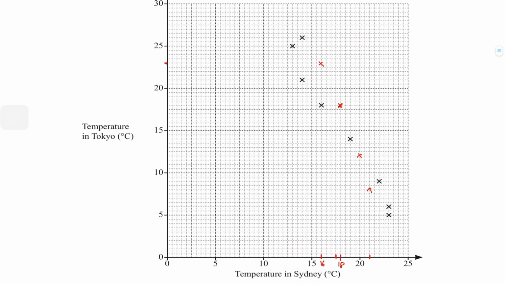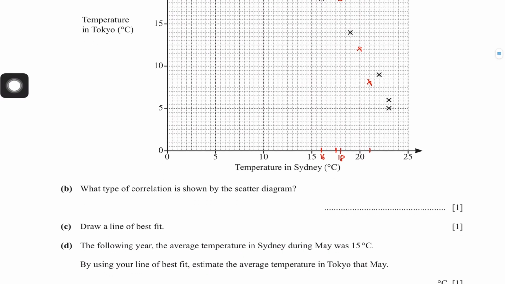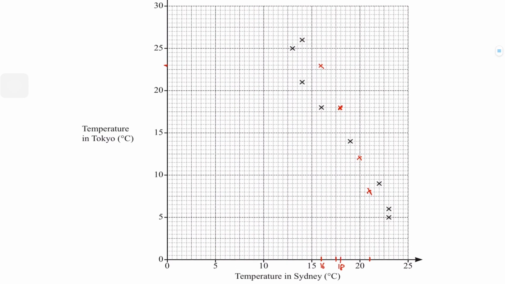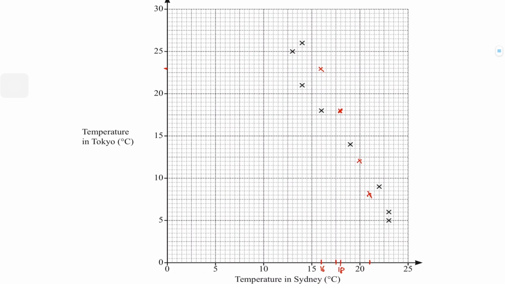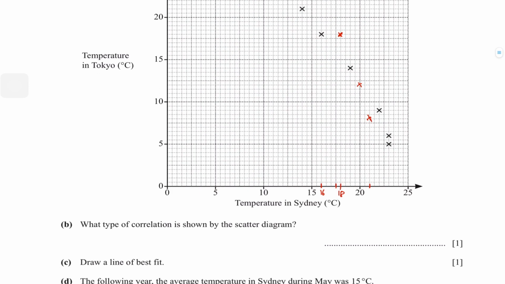Okay. So now that we have all the points, the next part says to describe the type of correlation. Well, if we look at the points, we can see that this is a negative correlation. As the temperature in Sydney is increasing, the temperature in Tokyo is decreasing. So we're going to write negative correlation here.